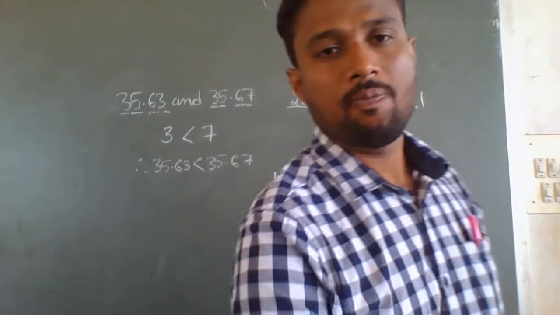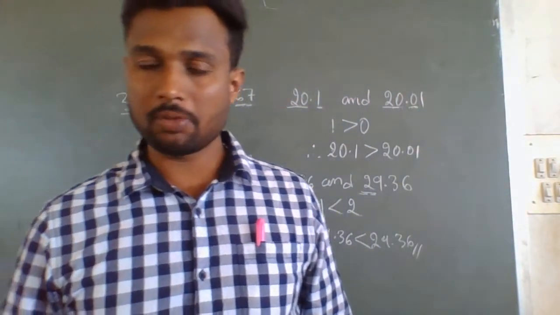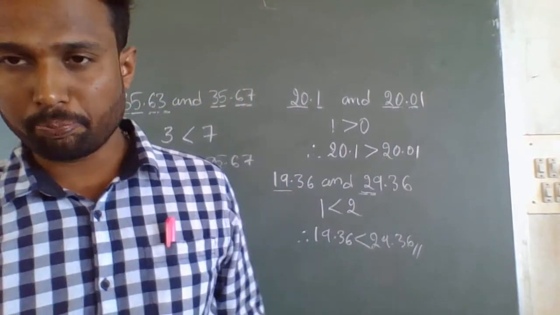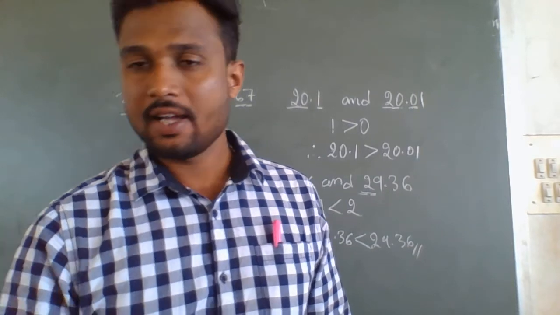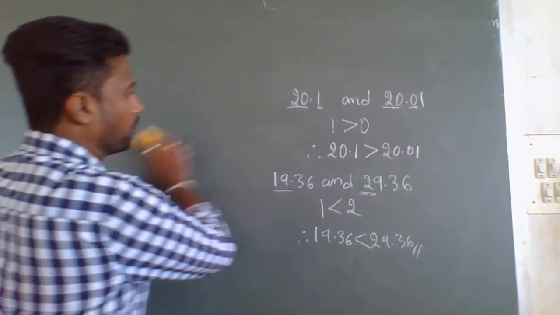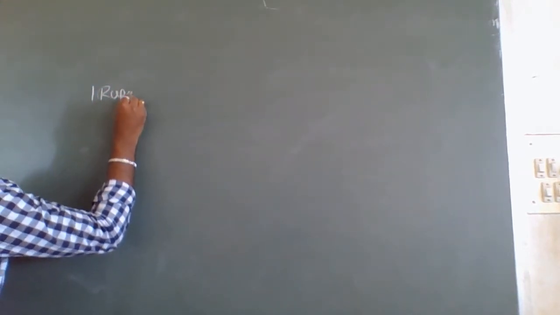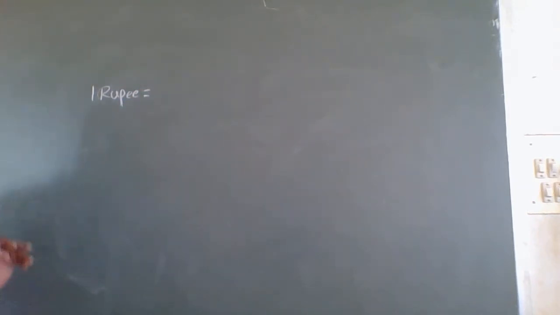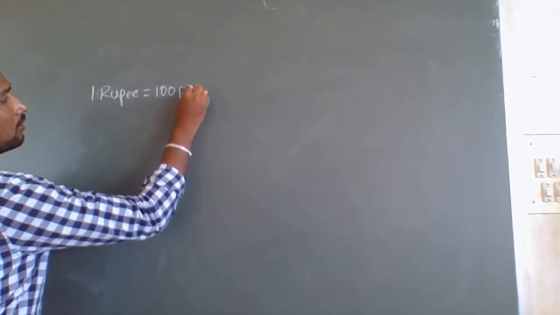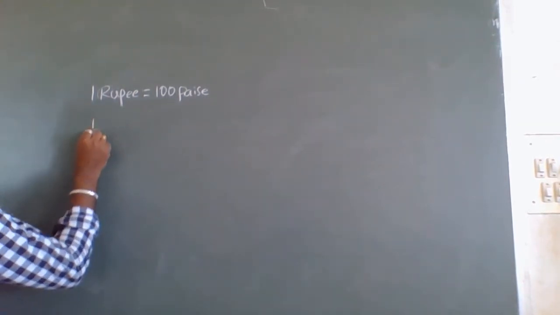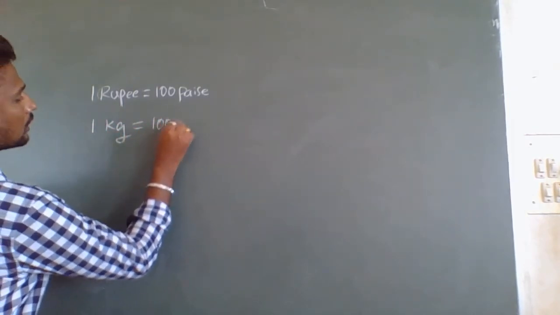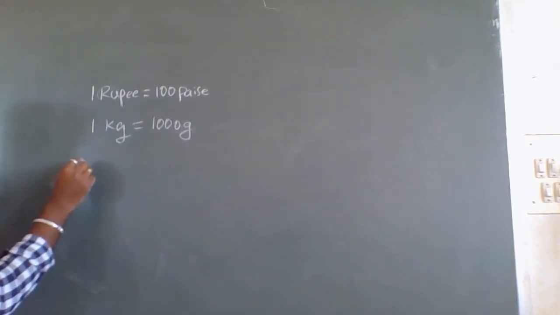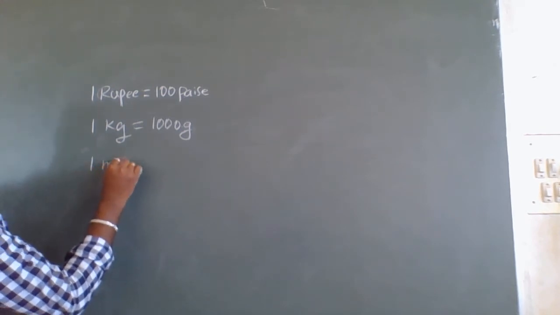So now I will discuss how to convert decimal numbers, means how to convert the number given in paisa to rupees, grams to kilograms and centimeters to meters. So here, before discussing those examples, you should know some basic things like 1 rupee equals 100 paise. Next, like this only, 1 kg equals 1000 grams. Next, after this again, 1 meter is equal to 100 centimeters.